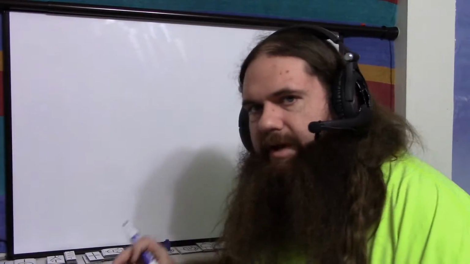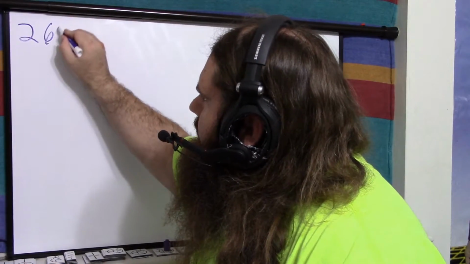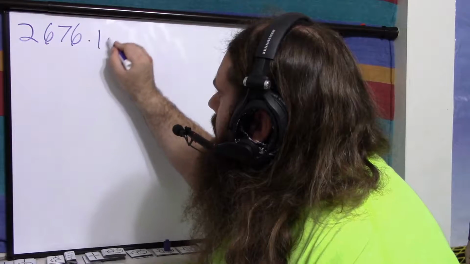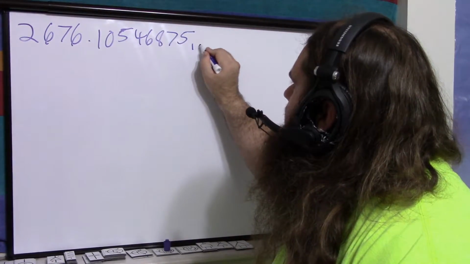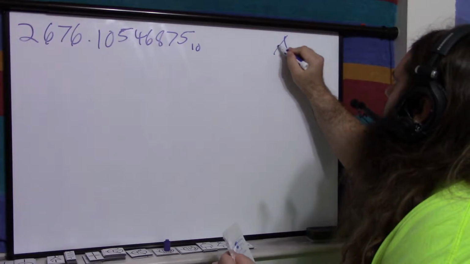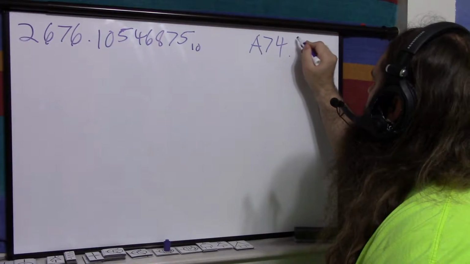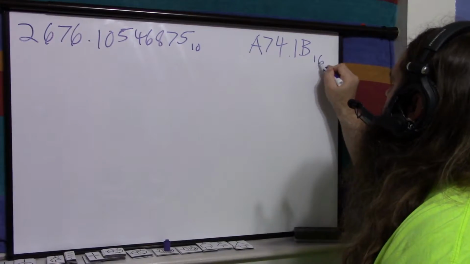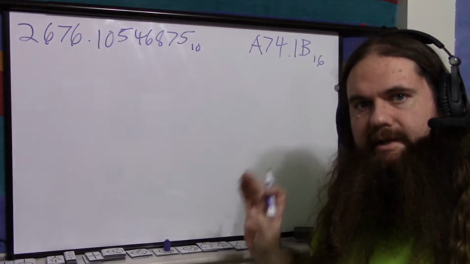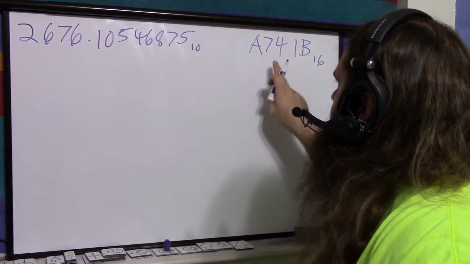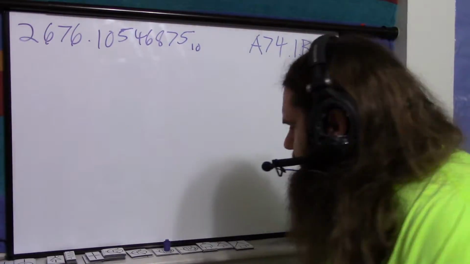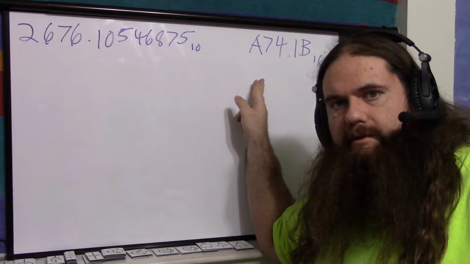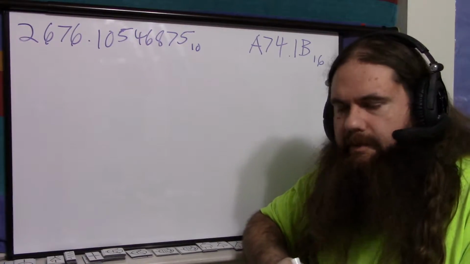But here we go. So to save myself a headache, I have pre-computed the following. 2676.1054685 in base 10 is A74.1b in base 16. So this is decimal and this is hexadecimal. So 2676 is A74 and blah blah blah is 1b as a fractional part. So let's start by converting from hexadecimal to decimal.